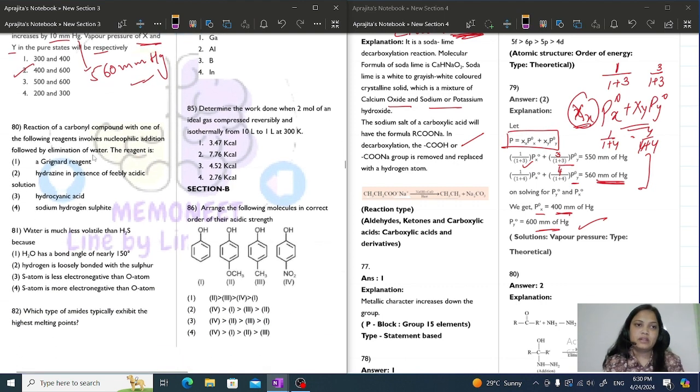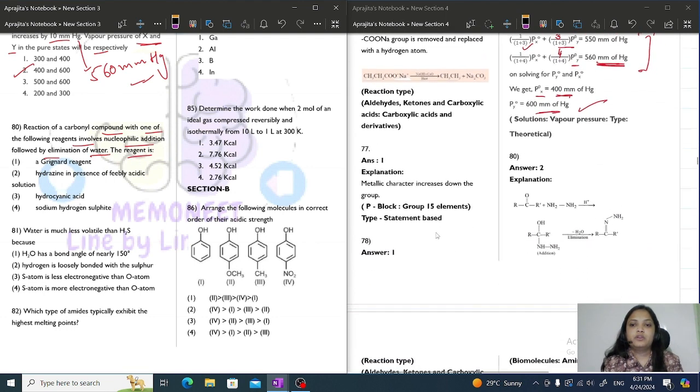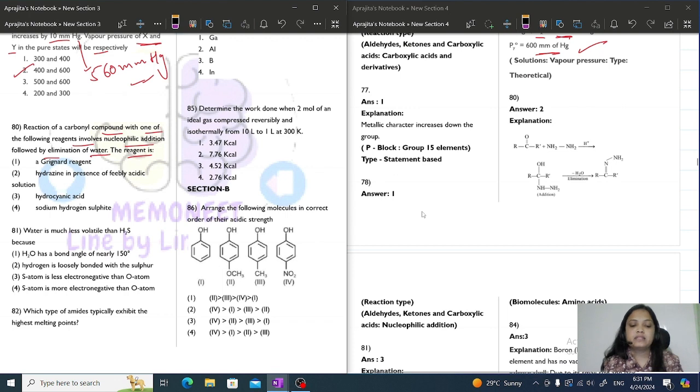Next is question number 80. Reaction of a carbonyl compound with one of the reagents involves nucleophilic addition followed by elimination of water. So what would be the answer in this case? First of all, with Grignard reagent, yes, nucleophilic addition happens, but there is no elimination of water. So no elimination of water, it means this is not the right option.